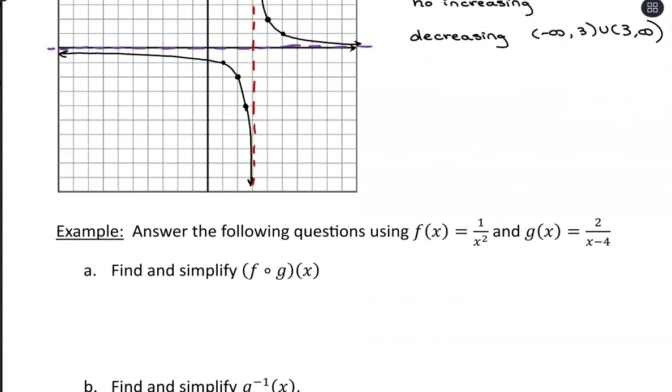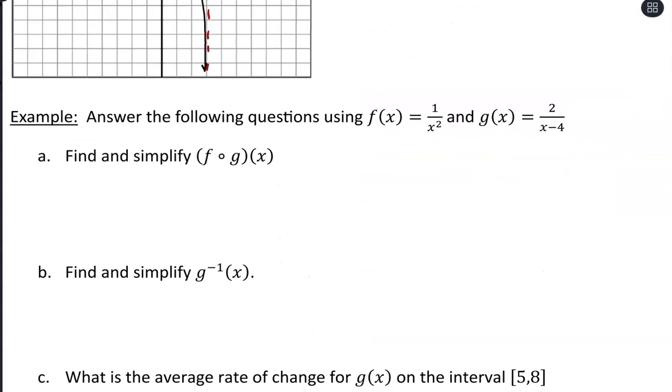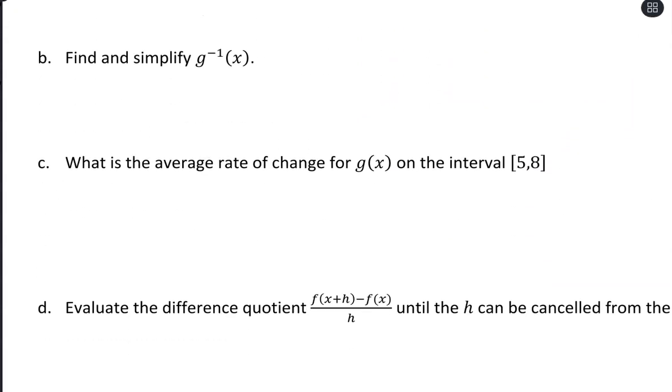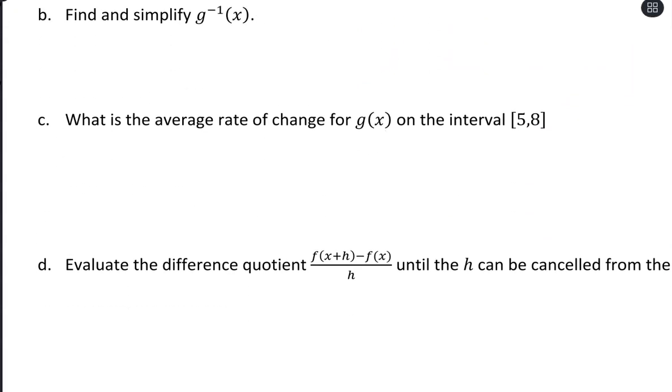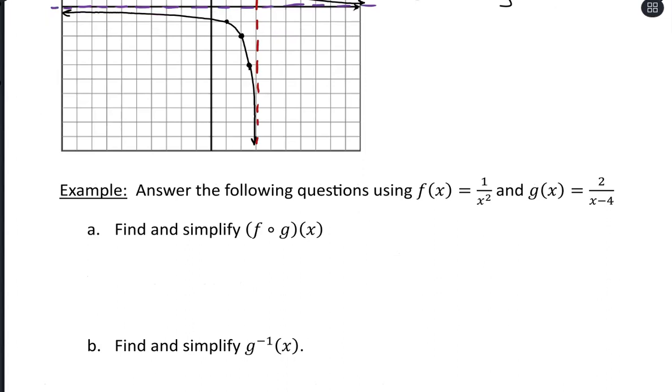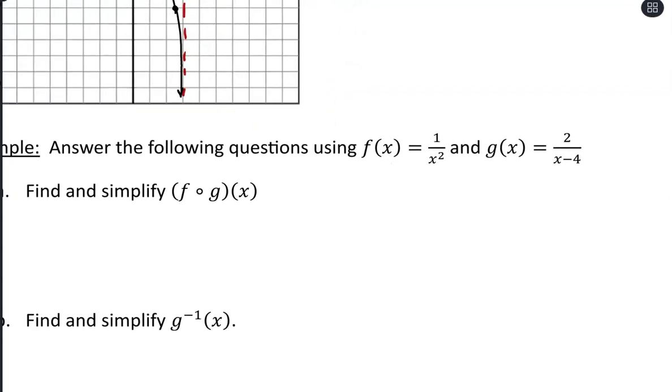Okay, let's look at some composite and inverse functions, as well as some AROC and difference quotients. Okay, so I have these two functions. f of x is 1 over x squared, and g of x is 2 over x minus 4. So if I wanted f of g of x, I'm going to go f of, and g of x is 2 over x minus 4.